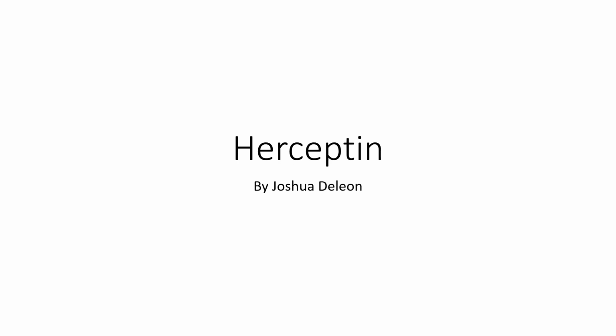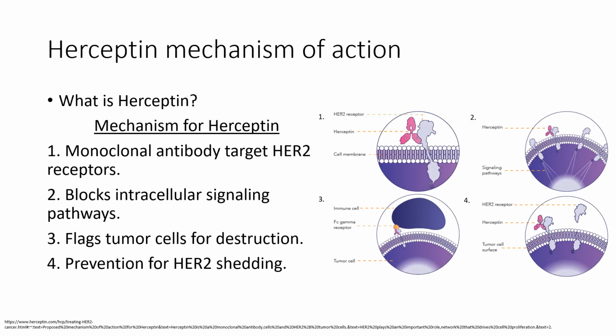Herceptin. Herceptin mechanism of action. What is Herceptin? It is a targeted therapy anti-cancer drug called a monoclonal antibody. It works through targeting of HER2 receptors to help fight cancer cell growth.